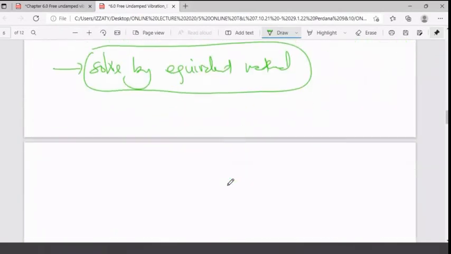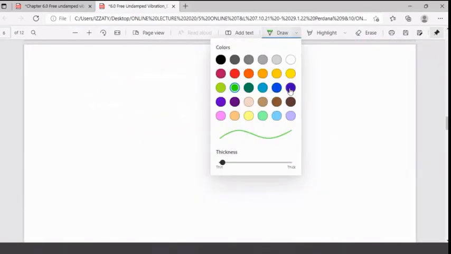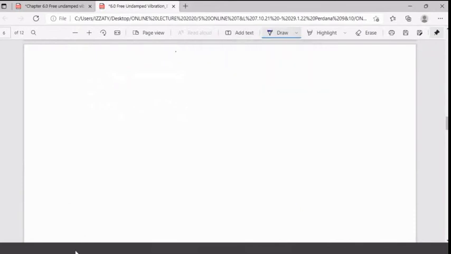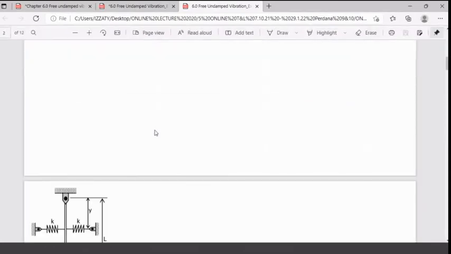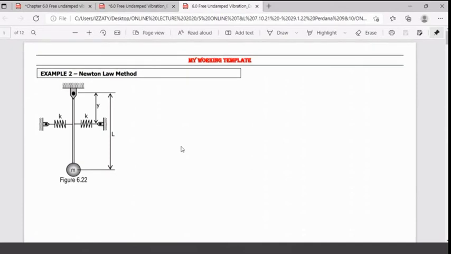Okay, now I'm going to change color here. I also want another working template, the empty one, the blank one. This one is the free version of segment 2. Okay, I'm going to solve this one by using the energy equivalent method.